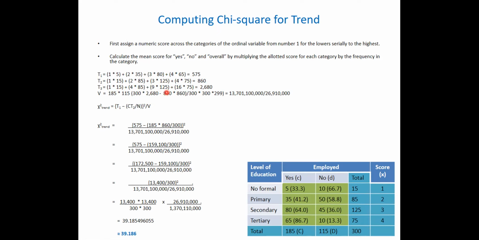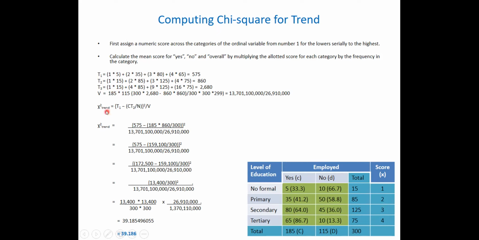Are we following? No, this one you are using squares. For the third line, T3, you are squaring the score before you multiply. Yes, sir. Now, 1 squared is 1, 2 squared is 4, 3 squared is 9, 4 squared is 16. Can you see now? Are we together?